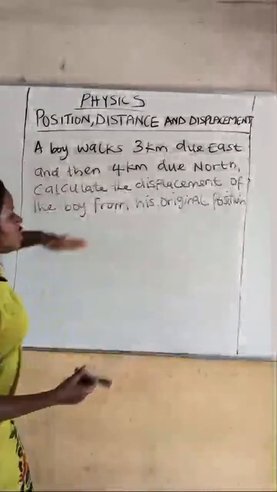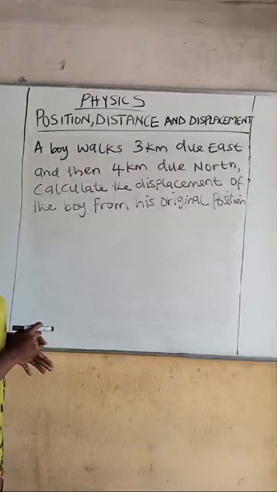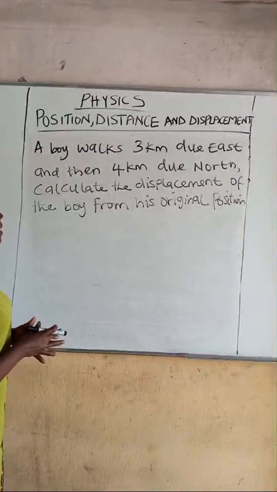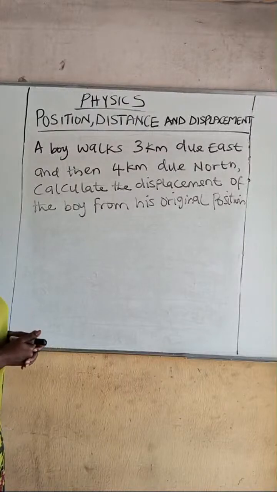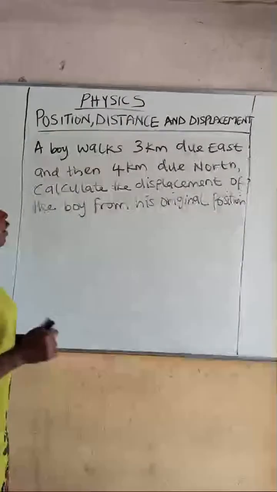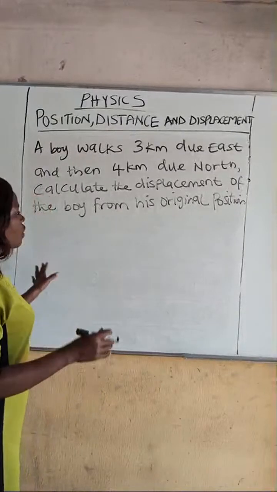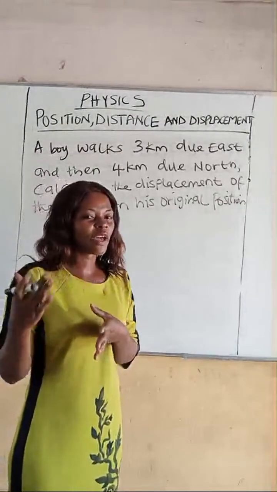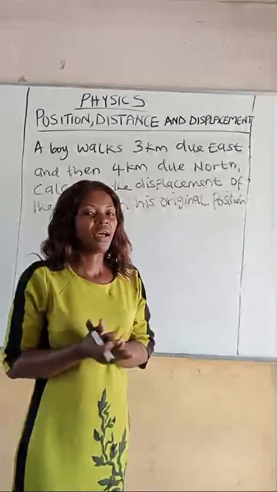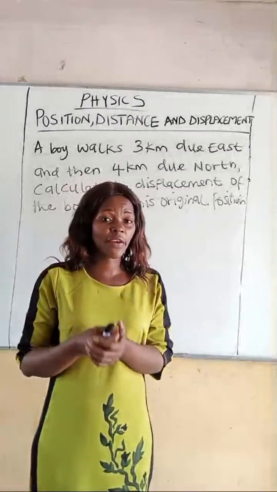Okay, let's solve this problem together. A boy walks 3 kilometers due east and then 4 kilometers due north. Calculate the displacement of the boy from its original position. Now, this question was specific. They specified the direction in which the boy was moving. And I told you that displacement is the distance covered in a specified direction.